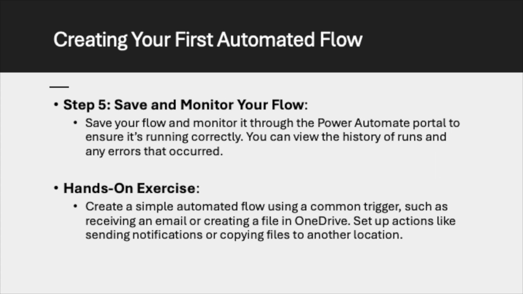Step 5. Save and monitor your flow. Save your flow and monitor it through the Power Automate portal to ensure it's running correctly. You can view the history of the runs and any errors that occurred. For the hands-on exercise, create a simple automated flow using a common trigger such as receiving an email or creating a file in OneDrive. Set up actions like sending notifications or copying files to another location.